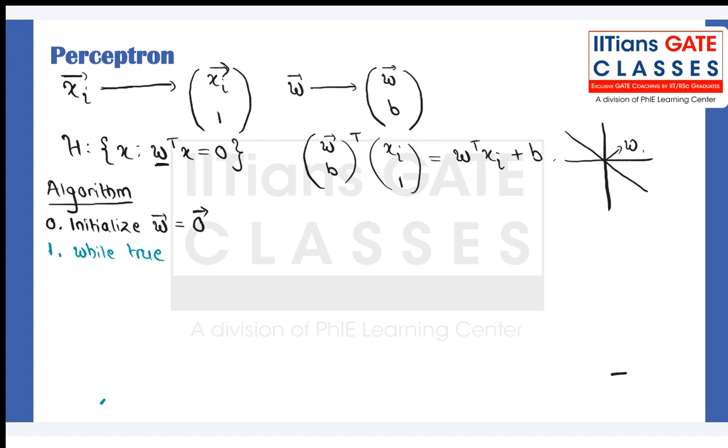Okay, awesome. So I will iterate while true, and what I will do is first I will have a counter which is m is 0. This counter denotes the points that are misclassified.